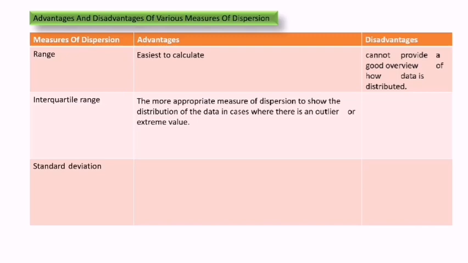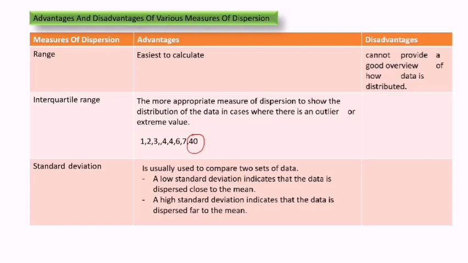Interquartile range is the more appropriate measure of the dispersion to show the distribution of the data in cases where there is an outlier or extreme value. Now we look at this set of data. 40 is an outlier or extreme value.